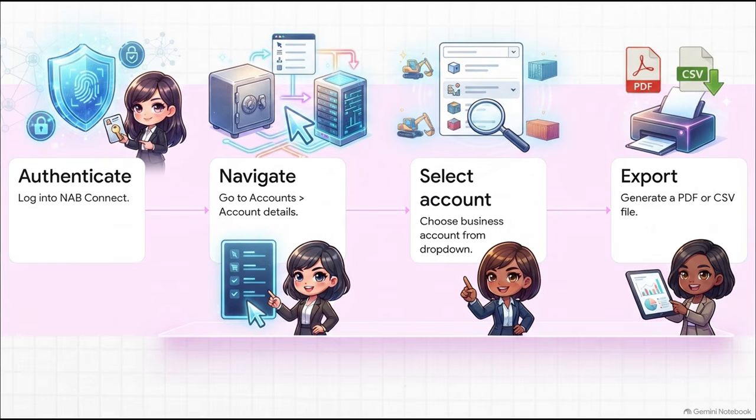Once you've securely gotten your hands on that business ID, retrieving highly specialized routing data, like, say, equipment finance coordinates, is a pretty straightforward 4-step process inside the Enterprise NAB Connect portal. Step 1, establish an authenticated corporate session. Step 2, navigate over to the Accounts menu and click on Account Details. Step 3, just select your specific business account right from the drop-down menu. And Step 4, you can actually use the built-in export utility to generate a secure PDF or CSV file. This is super handy for your own records or if you need to feed it into your accounting software.